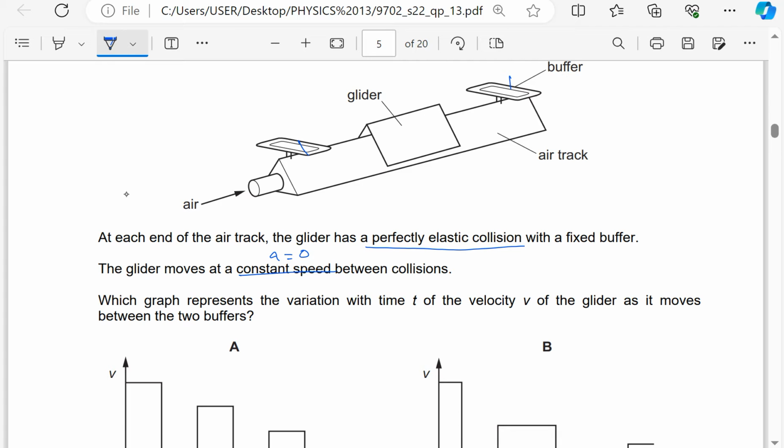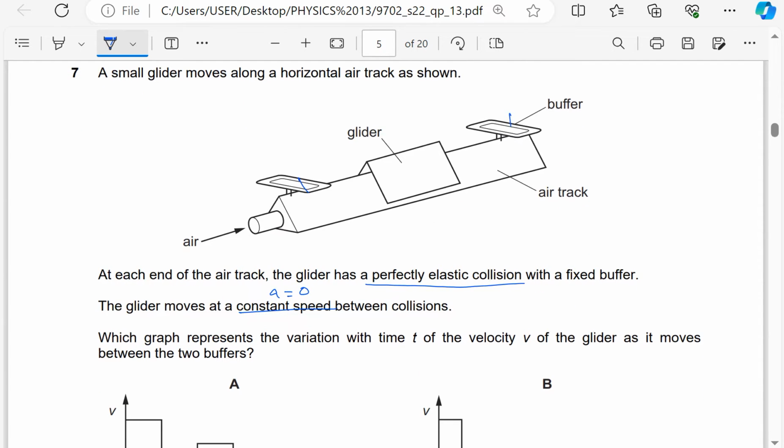And the distance between the gliders, I think the distance is the same. Let me see. The glider moves at a constant speed between the collisions. The glider has a perfectly elastic collision with a fixed buffer. So if we assume that the distance between the buffers is constant, it means the area under the graph should be almost the same.